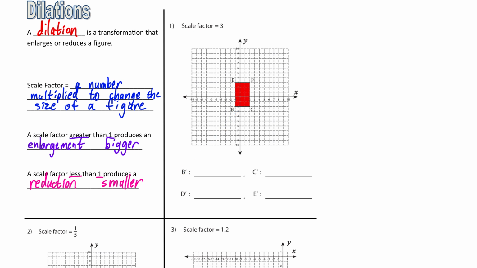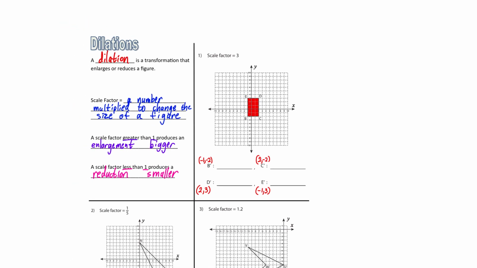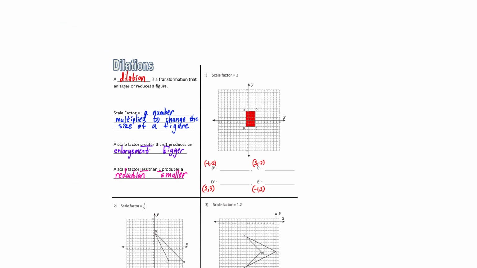Negative 1, negative 2. Okay, I'm just going to write it kind of to the side here. Where is C at? 2, negative 2. Where is D at? 2, 3. And then where's E at? Negative 1, 3. Okay. So that's the coordinates of the original points, of the pre-image points.